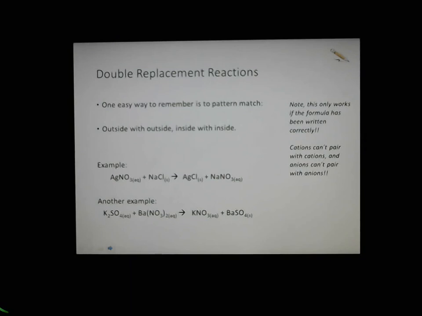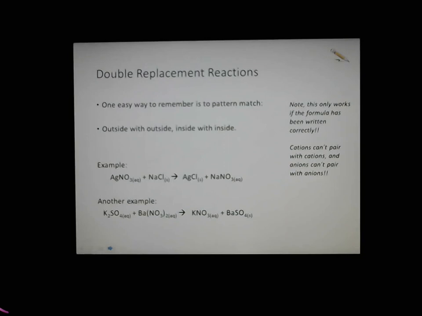So here's a couple of examples, and I think I've got some practice ones in a second. I treat this as pattern matching, kind of like if you've done binomial expansion in mathematics, you might have been taught the acronym FOIL. First, outer, inner, then last.